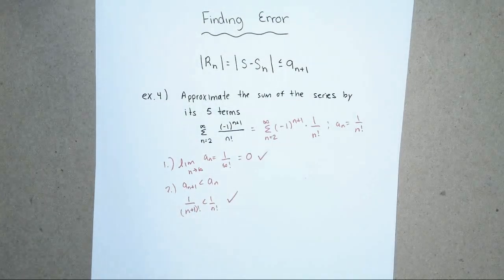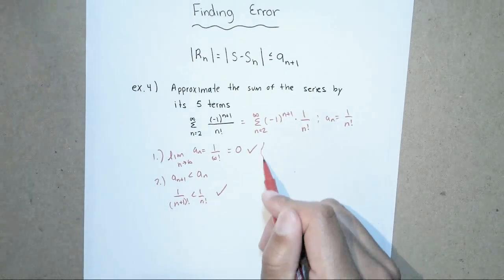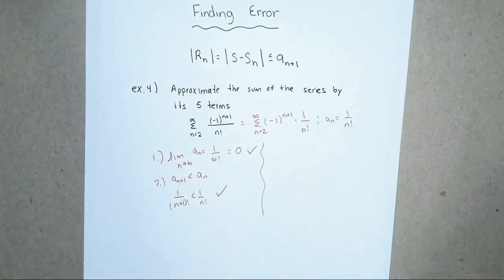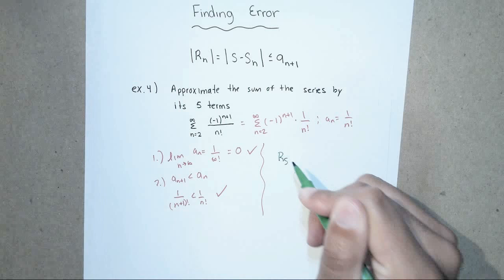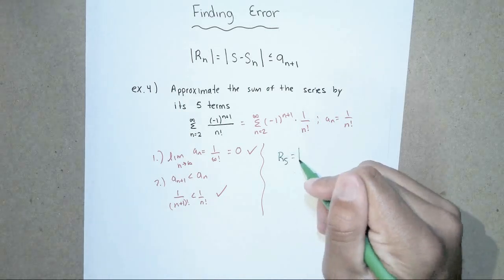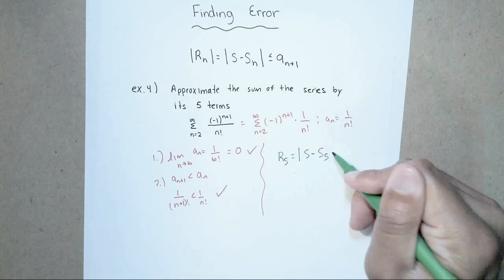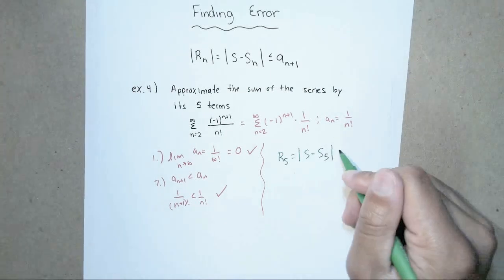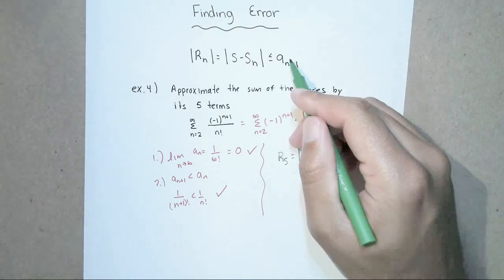So this definitely converges. Because it converges and it passes the alternating series test, I can go ahead and determine everything else. In order to find the error for the first 5 terms, I'm going to do R of 5, which has to be less than a of 6, because when I plug 5 into n plus 1, I'm going to get a of 6. The sum I have no idea about, but I'm going to find the partial sum of the first 5 terms.